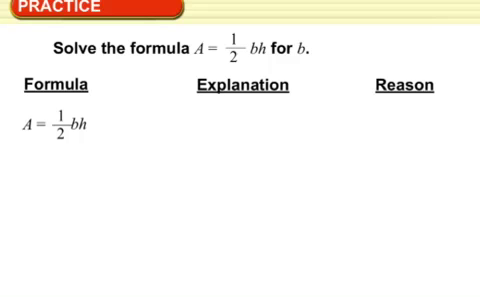I want you to just take this formula, which is the formula of what? Area of a triangle. So this is the formula for area of a triangle, and I want you to just see if you can solve this for B. So there's no numbers involved really. You're not solving for B per se given a specific area. You're just literally rewriting B in terms of A and H.